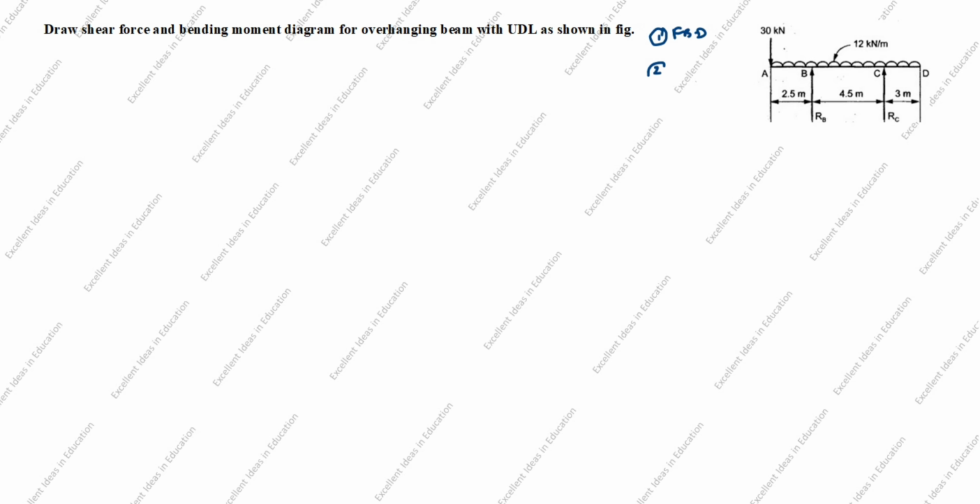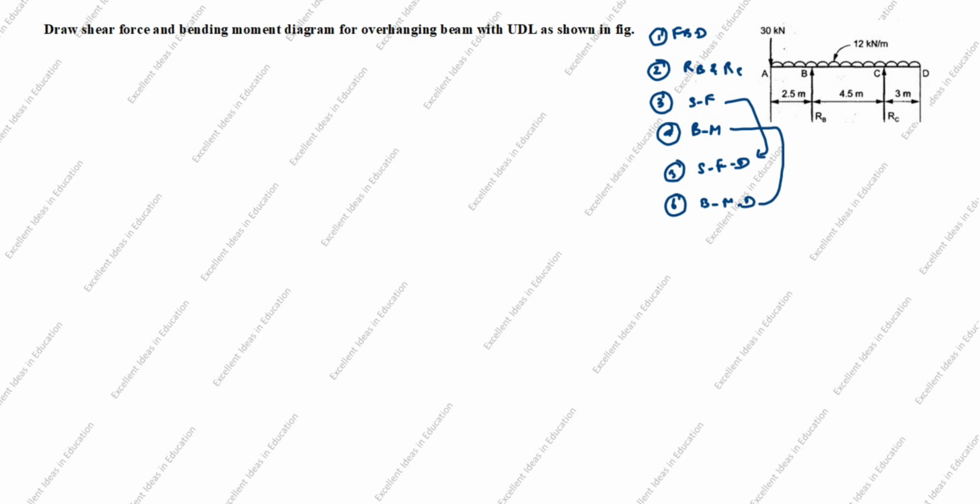Second, using the equilibrium condition to find RB and RC. These RB and RC values we need to find. Third one, we will calculate shear force. Fourth one, we will calculate bending moment. Fifth one, we will draw the shear force diagram based on the shear force calculation. Sixth one, we will draw the bending moment diagram based on the bending moment calculation.